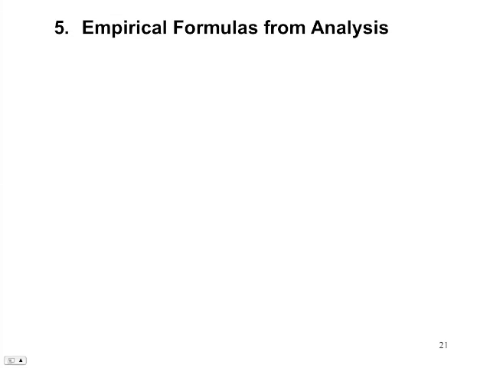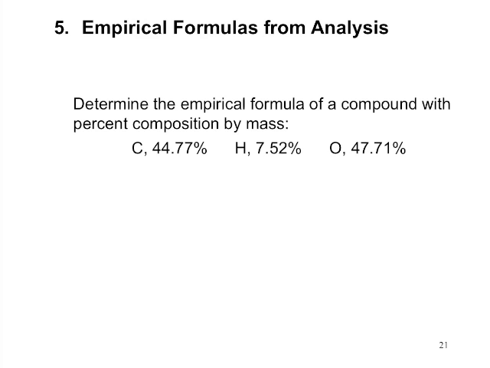So in section 5, we're going to show you that if you're given the mass percentage of the elements in a compound, one can deduce what the empirical formula is for the compound. So the problem might look something like this. If you only have 3 elements, carbon, hydrogen, and oxygen, and you decompose your compound into these 3 elements, you can determine the mass percentages.